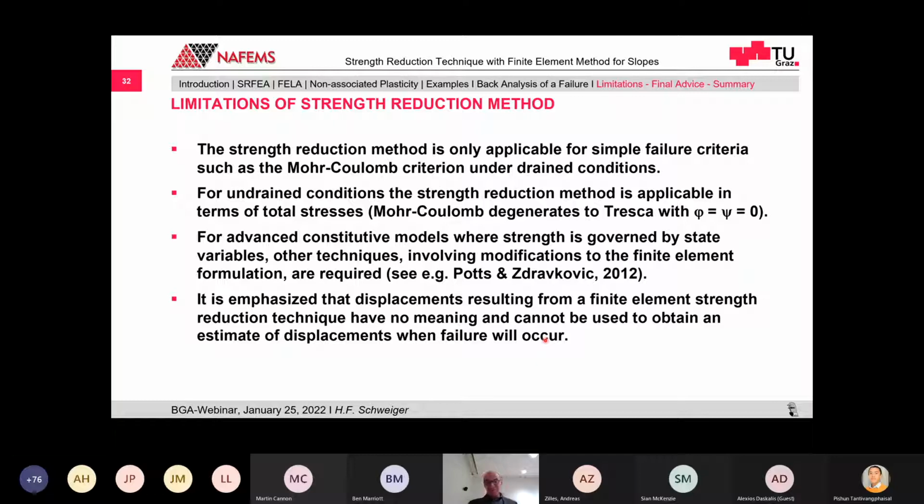And also some people think they can get the displacements required for failure. That's of course not true. Once you have your factor of safety and you have failure, the displacements don't have any meaning, because it simply depends on how many iterations or how many steps you have been performing.